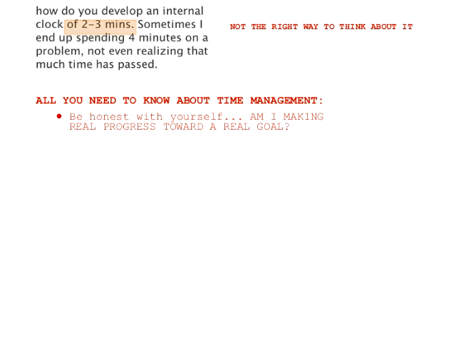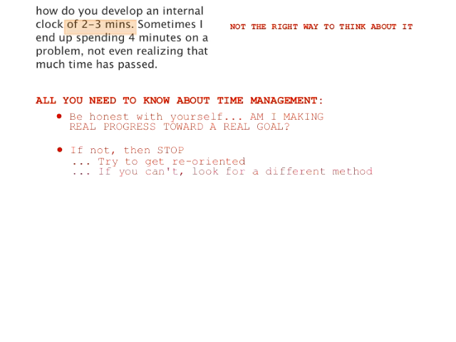If it's no, you should stop doing what you're doing and try to do something else. First, try to find the goal. Try to reorient yourself. If not, look for a different method. And if not, move on with your life. And then don't do the same thing more than once. So if you try algebra and it doesn't work, don't try algebra again.